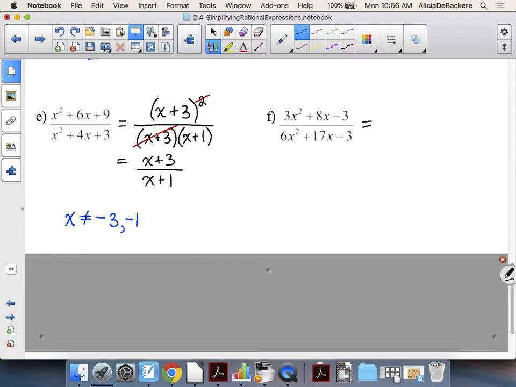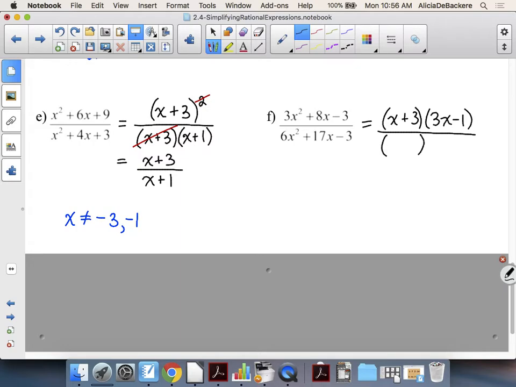Coming back, you should end up with x plus 3 times 3x minus 1. And again, I would check my work by multiplying that back out. I can already see that I'm going to get the 3x squared and the minus 3. My middle term will come from x times -1 and 3 times 3x, so that will give me the 8x.